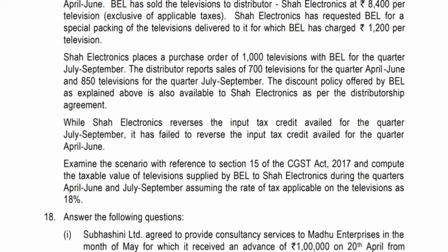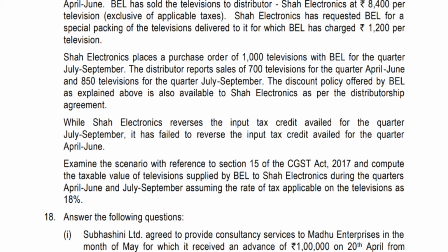While Sa Electronics reversed the input tax credit availed for the quarter July to September, it has failed to reverse the input tax credit availed for the quarter April to June. So this is the only point in this question. By this point we can answer this question. Only this is the important thing in this question.